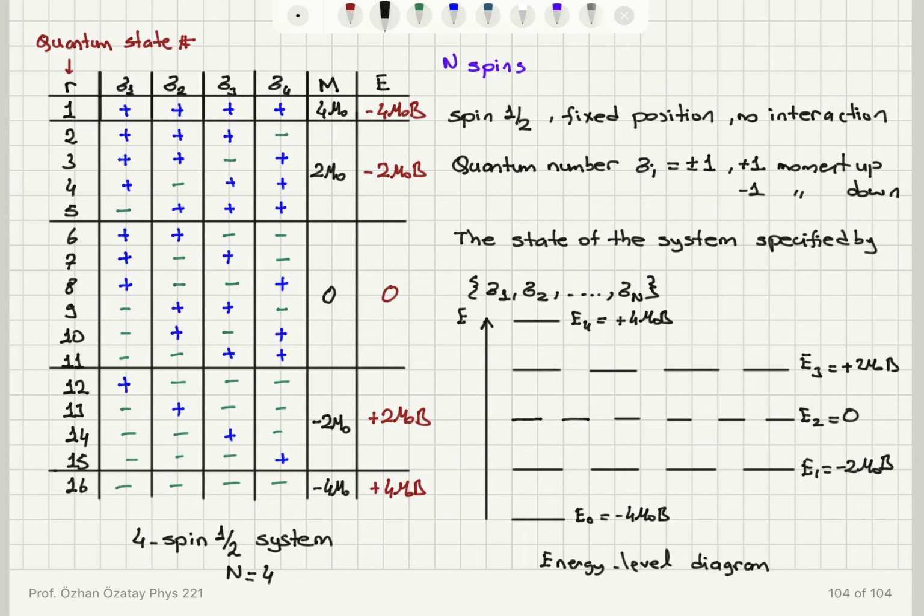I can see that there are two non-degenerate states corresponding to energies of plus 4 mu 0 b and the ground state with energy minus 4 mu 0 b, and then I have 4 degenerate states at energy level E1, 4 degenerate states at energy level E3, and 6 at energy level E2, which has 0 energy. So E1, E2, E3, E4 correspond to the first, second, third, and fourth excited states.